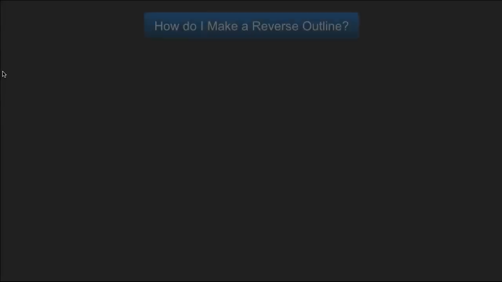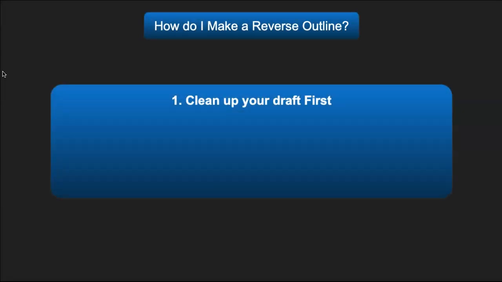All right, so how do I make a reverse outline? First off, if you don't have a clean draft, you might want to clean it up so it's actually readable. Now don't go crazy about it where you have to get everything perfect, but just enough that you have enough to read and it makes sense to you. So clean up your spelling if it's horribly misspelled.